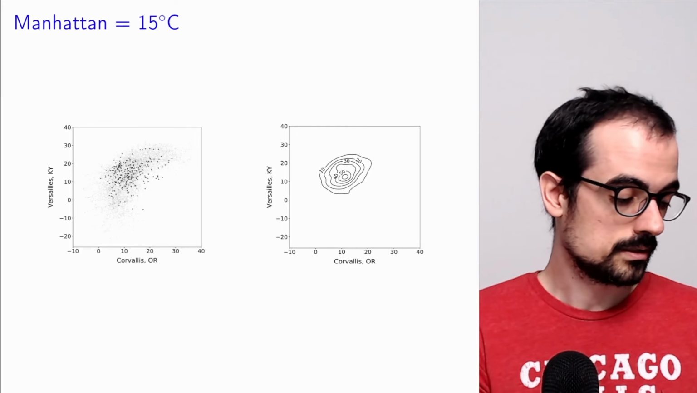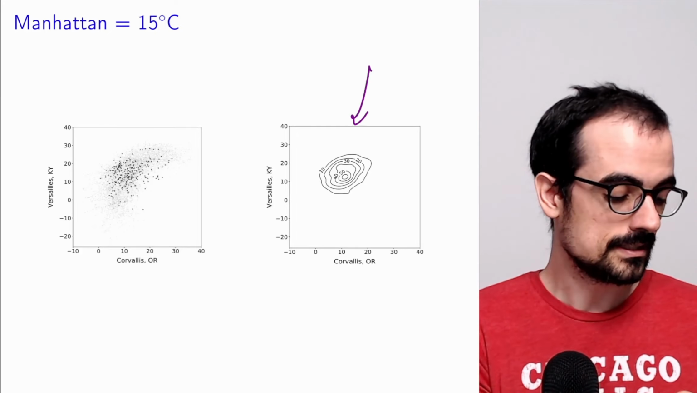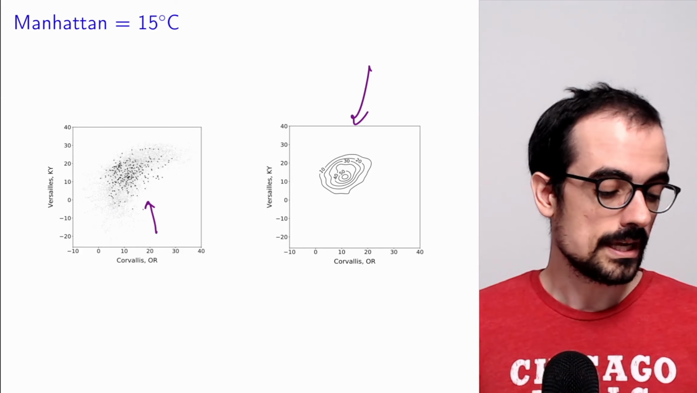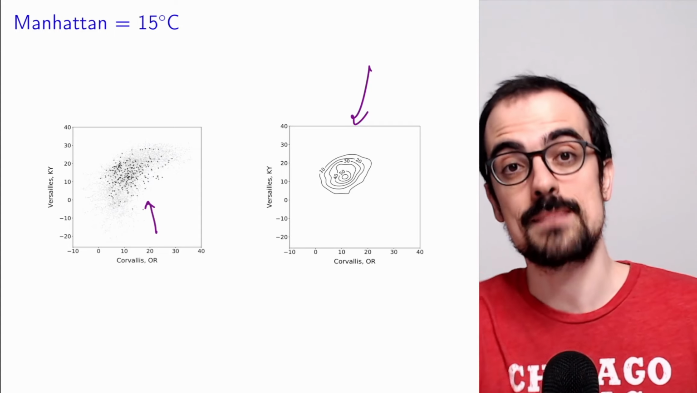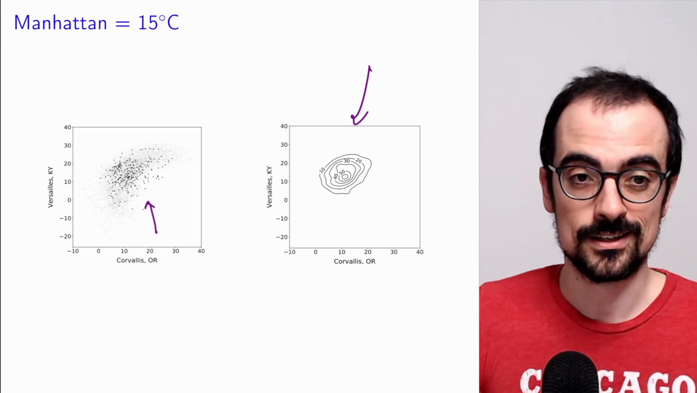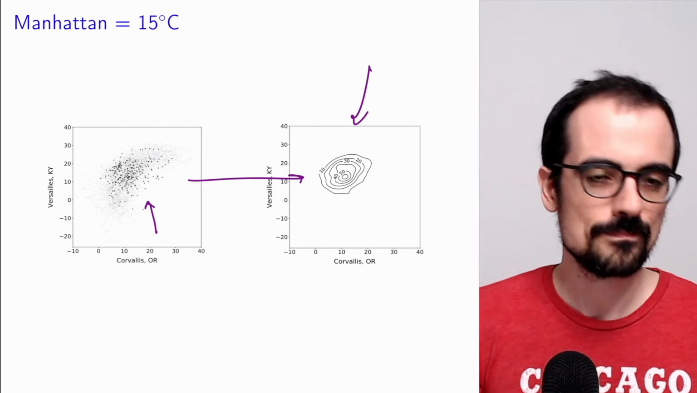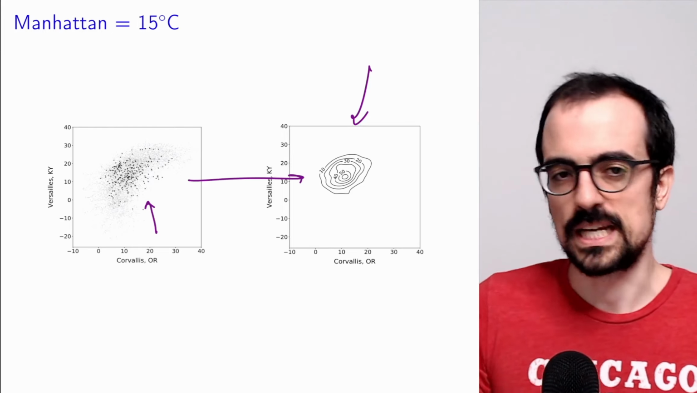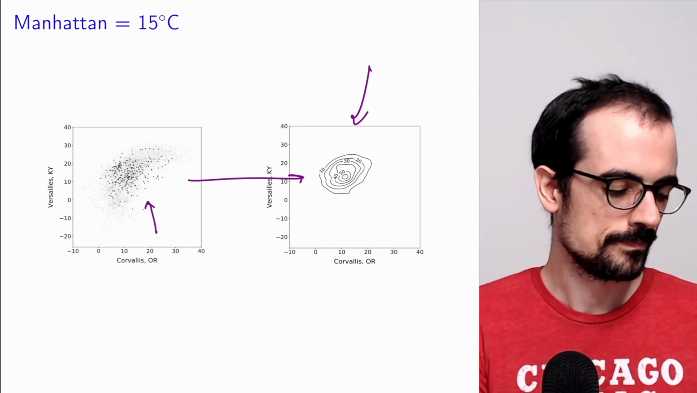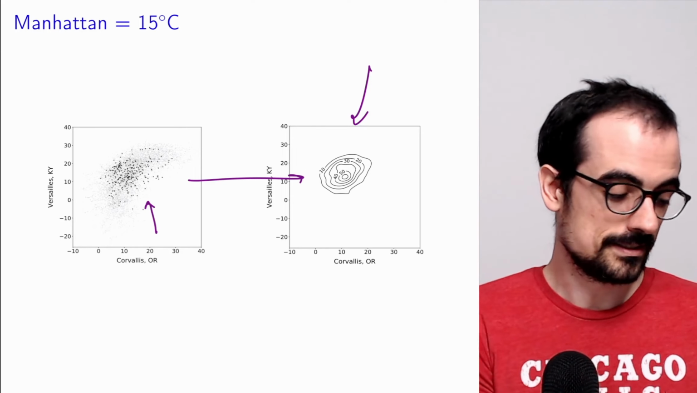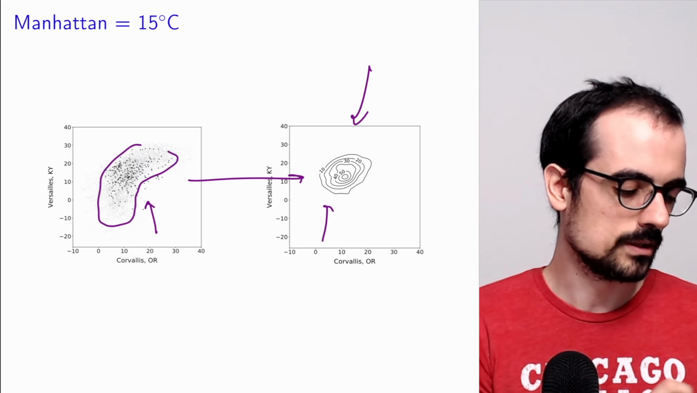This is what the conditional PDF looks like. These are some points showing the temperatures in Versailles and Corvallis when in Manhattan the temperature is close to 15. So intuitively, this is what we're doing, right? We're taking those points and looking at their density. So this is kind of equivalent to what we're doing when we're computing the conditional density. Realize that this is very different to the shape that the overall density has.